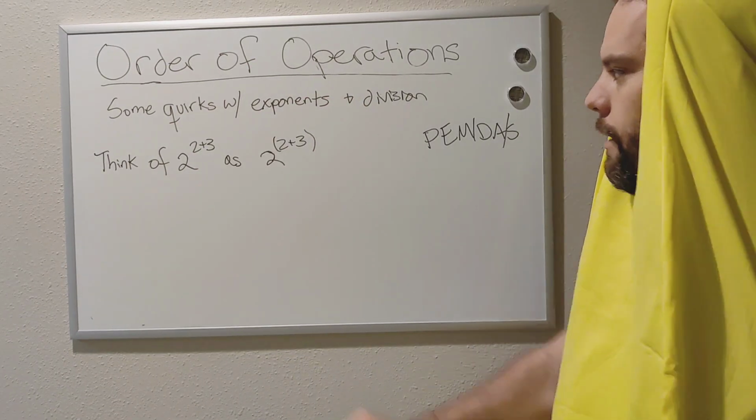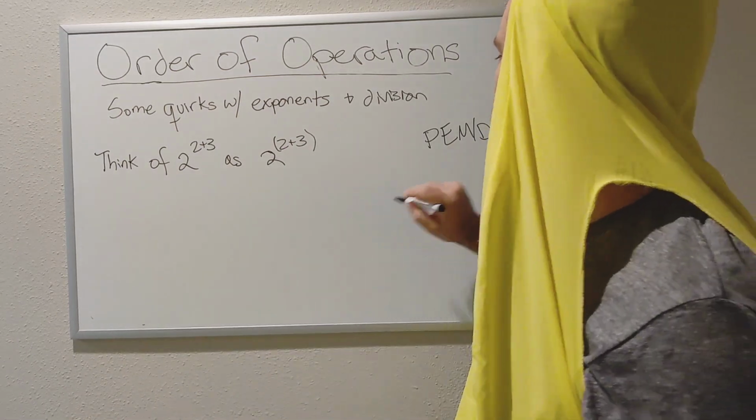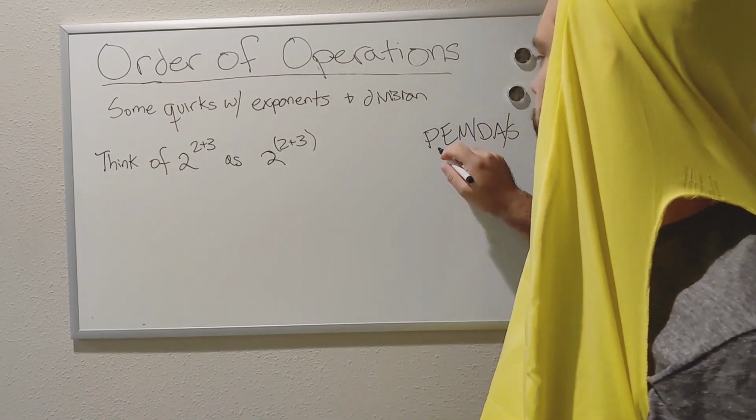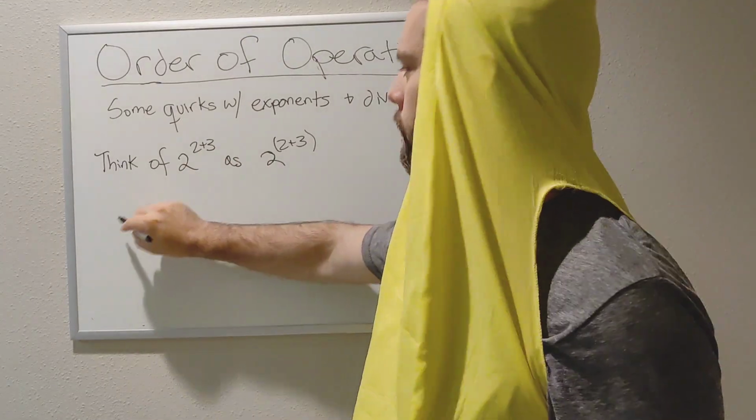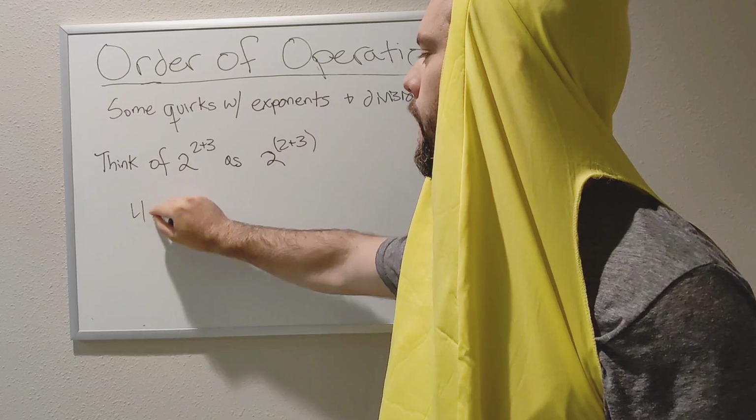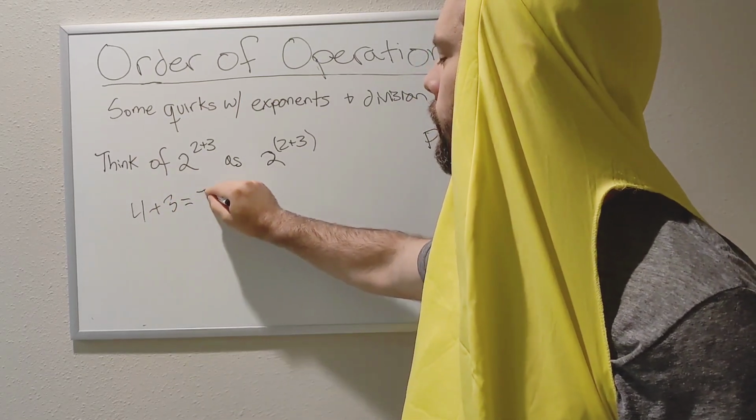Because you might say, well, but Nathan, according to what you say, we should do exponentiation first. So shouldn't we do 2 squared and then add 3 to get 7?